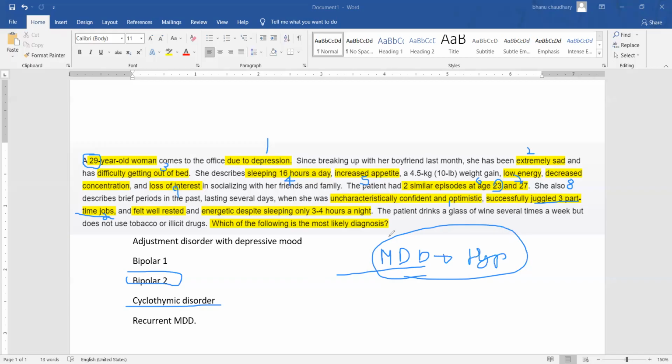Here in this case, you can see she had the episodes at the age of 23 and 27. The gap is more than 4 years, not 2 months. So if the gap is more than 2 months, you cannot diagnose cyclothymic. Plus, the patient here is fully diagnosed with MDD, which is not a criterion for cyclothymia. The patient must not be fully diagnosed with MDD or fully with mania. She must be having hypomania and not MDD. But in this scenario, the patient has a full diagnosis of MDD and hypomania, so it goes for bipolar 2.